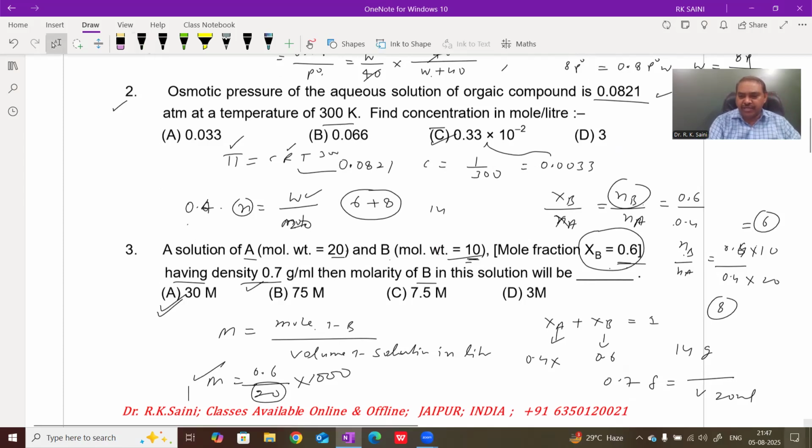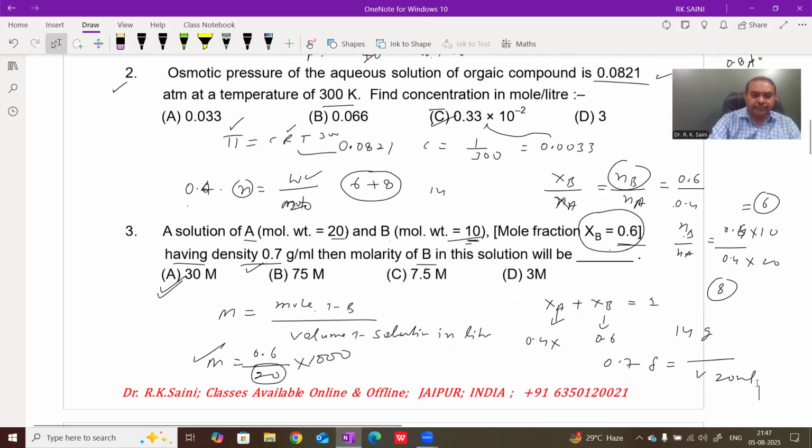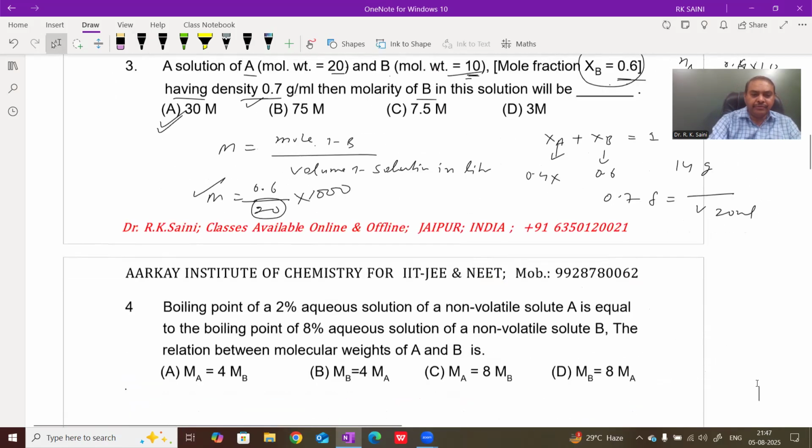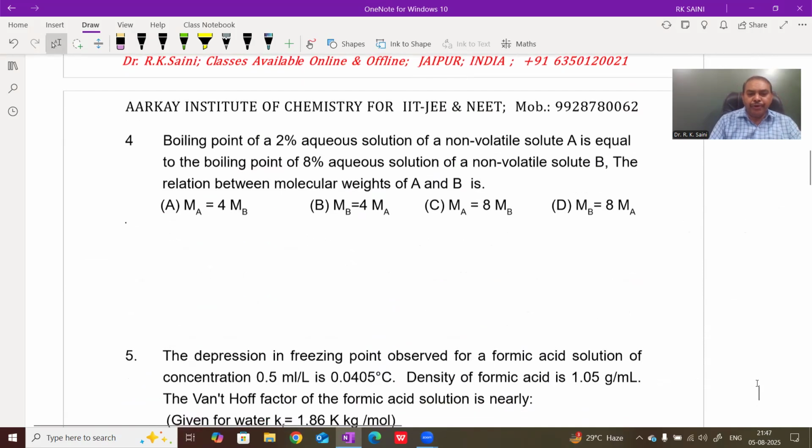Question 4. Boiling point of 2% aqueous solution of non-volatile solute A is equal to the boiling point of 8% aqueous solution of non-volatile B. Equal, what is the relation between their molar mass? We know that the boiling points of the solutions A and B are equal.